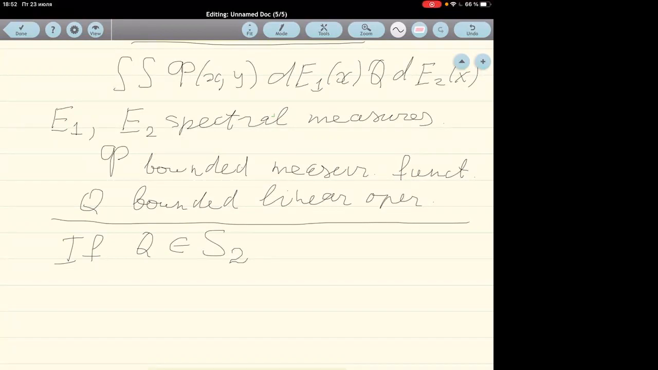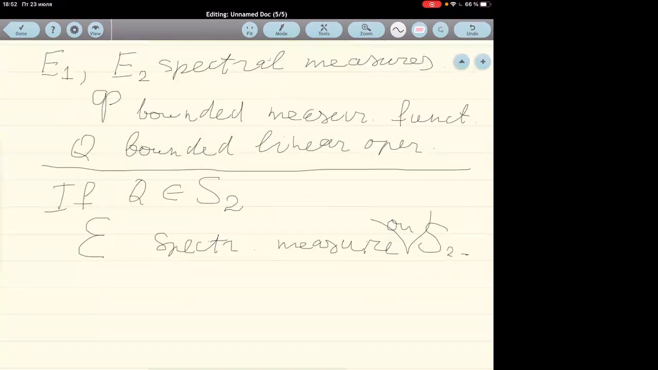Then we can consider the following auxiliary spectral measure. But it's not a spectral measure on the initial Hilbert space. It's a spectral measure on the Hilbert-Schmidt class S2. It is defined in the following way. We can define it on measurable rectangles by the equality. We consider a measurable rectangle delta cross lambda, and we apply it to an operator Q, which is a vector in the Hilbert-Schmidt class S2.